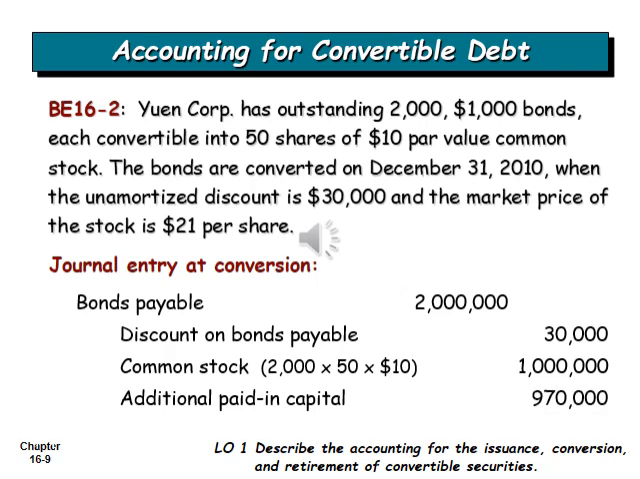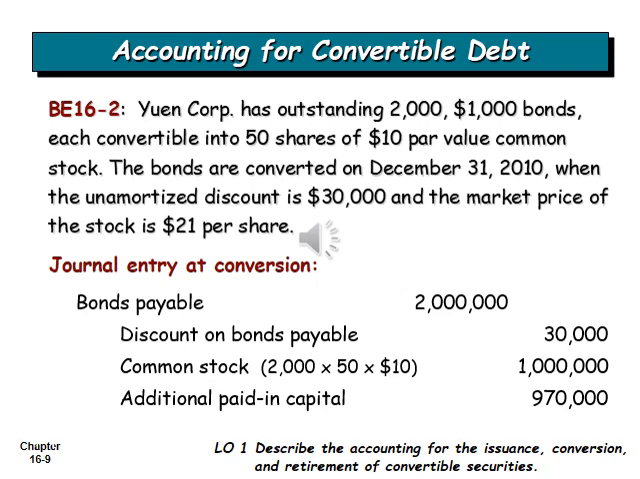Now let's take this example. A company has outstanding $1,000 bonds, each convertible into 50 shares of $10 par value common stock. The bonds are converted on December 31st, 2010, when the unamortized discount was $30,000 and the market price of the stock is $21 per share. In this case, the general rule is, at the time of conversion, to close all the accounts for the bonds.